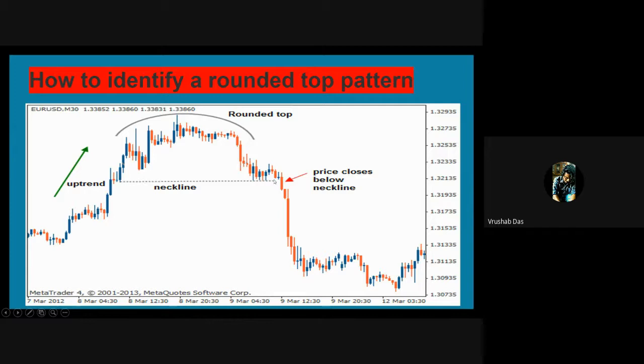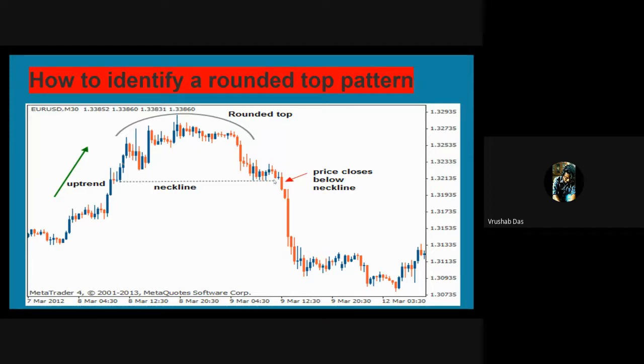And after that, in order for the pattern to occur, the price must first rally upwards and consolidate for an extended period, forming the rounded top. It then eventually falls back down below the neckline of the consolidating area.